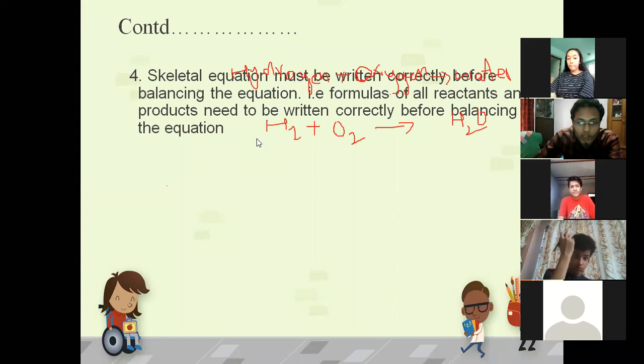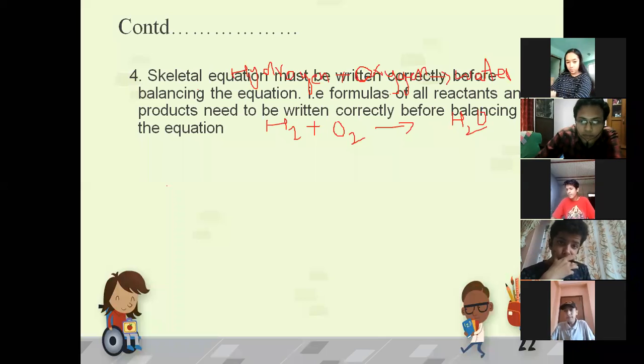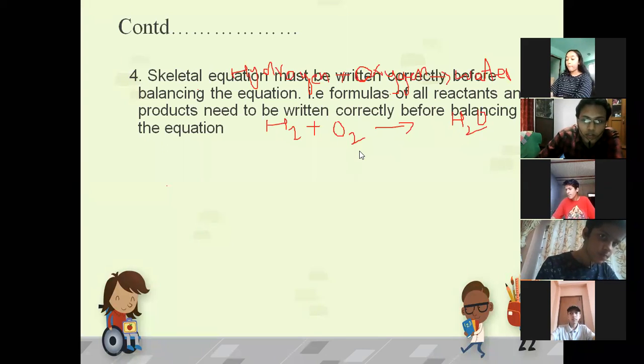Fourth point: the skeletal equation must be written correctly before balancing the equation. Here I have written H2 plus O2 gives H2O. You must first write the formulas correctly. This is a skeletal equation, and I have written it correctly. First make sure the skeletal equation is correct. If you write H only, H plus O2, H2O, then the whole skeletal equation would be wrong, and later the balancing will not count for anything if your skeletal equation is wrong.